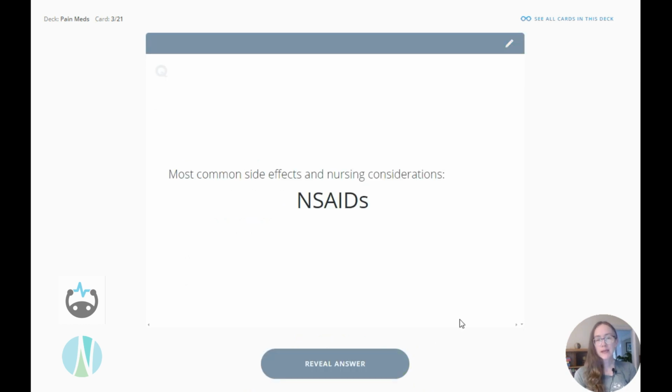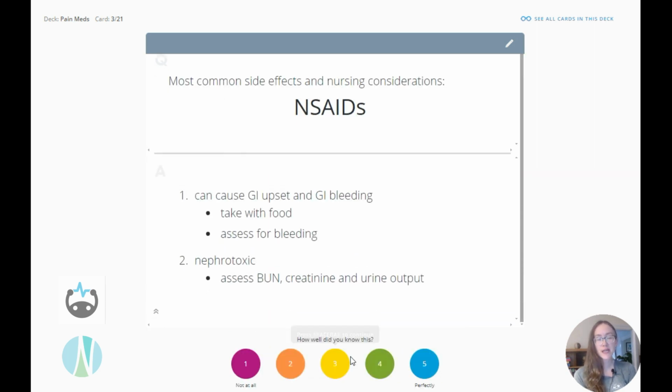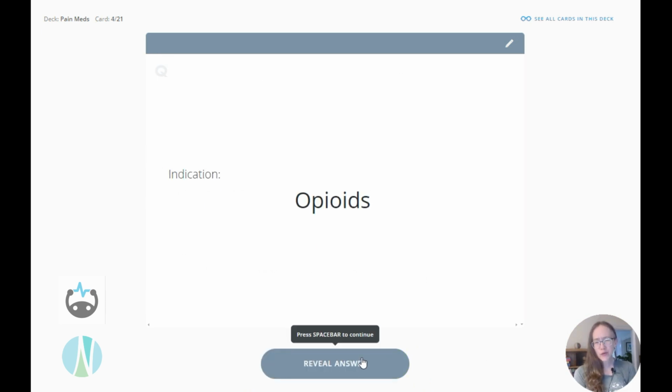What are the most common side effects and nursing considerations for NSAIDs? And I always put those together. So if you know that it causes GI upset and GI bleeding, then you would know to tell your patient to take it with food, and also to assess for bleeding. Basically, NSAIDs can burn a hole in someone's stomach, peptic ulcer disease. They're also nephrotoxic, so check those renal labs, the BUN, the creatinine, and make sure they're peeing okay by measuring that urine output.